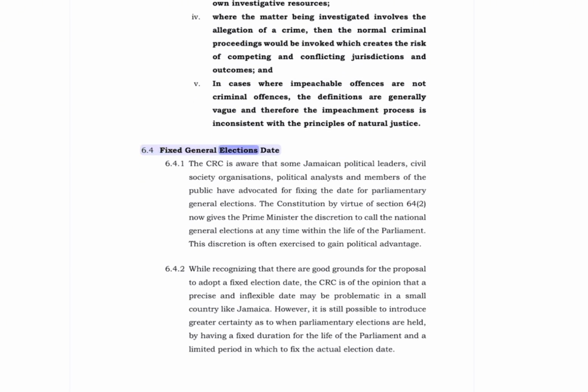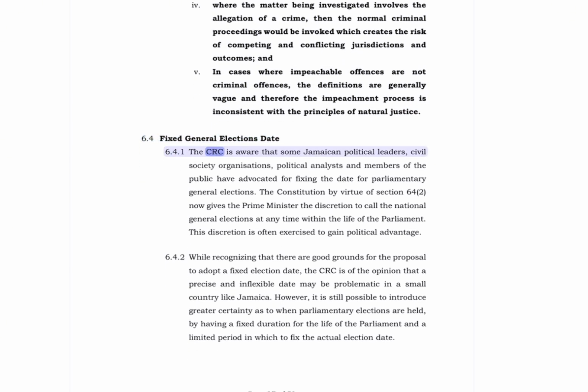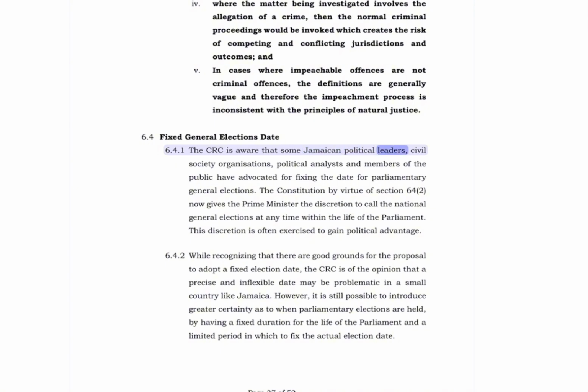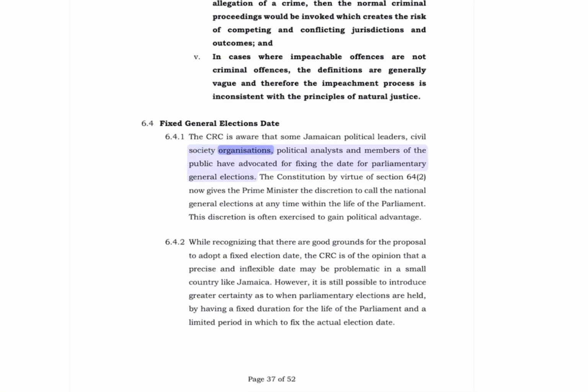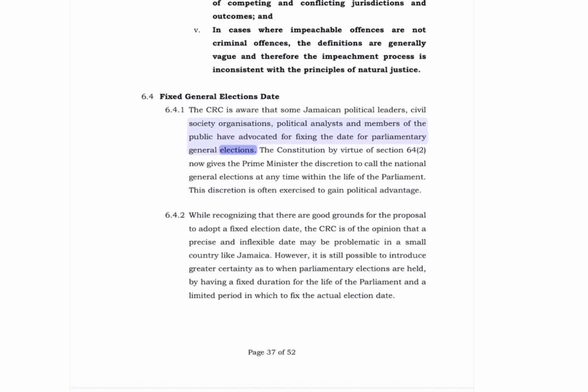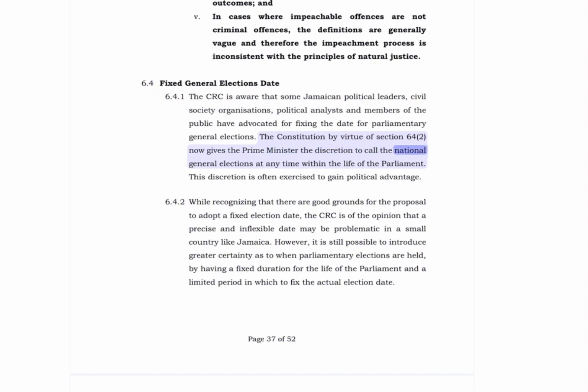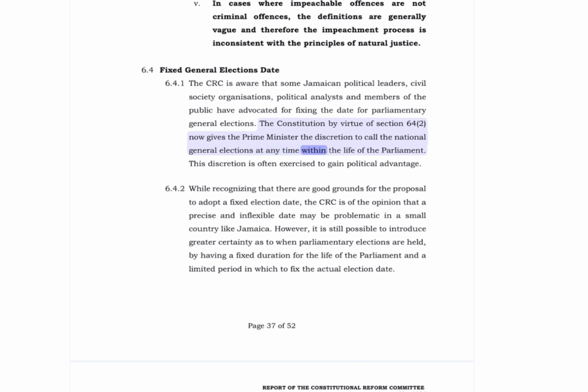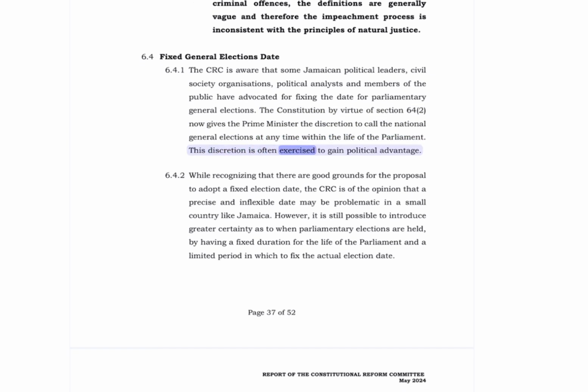6.4 Fixed general elections date. 6.4.1 The CRC is aware that some Jamaican political leaders, civil society organizations, political analysts, and members of the public have advocated for fixing the date for parliamentary general elections. The Constitution, by virtue of Section 64(2), now gives the Prime Minister the discretion to call the national general elections at any time within the life of the Parliament. This discretion is often exercised to gain political advantage.